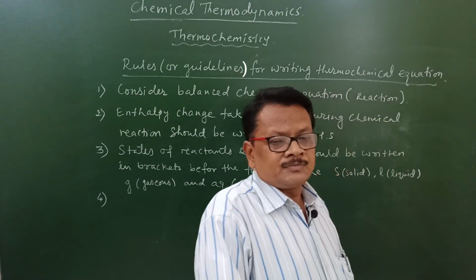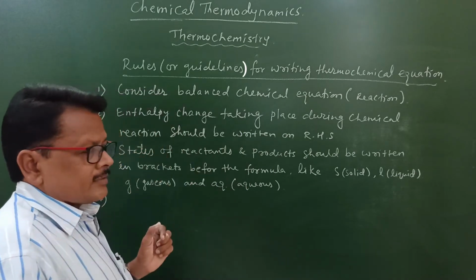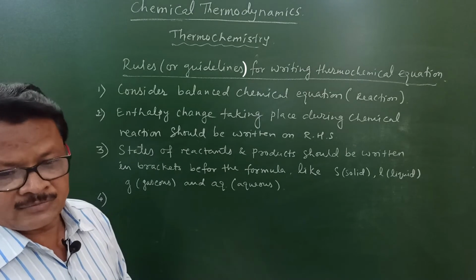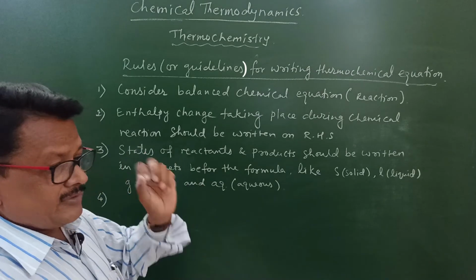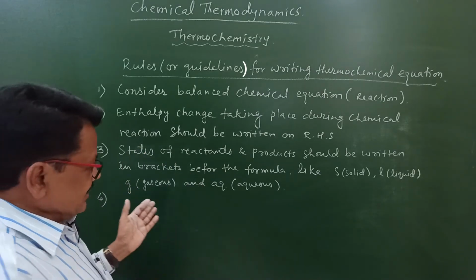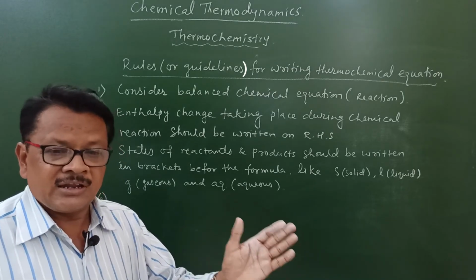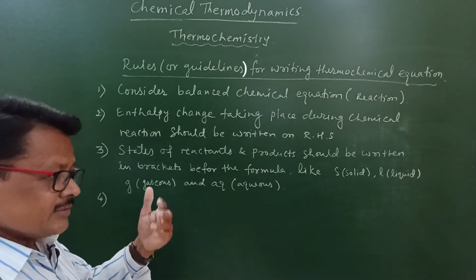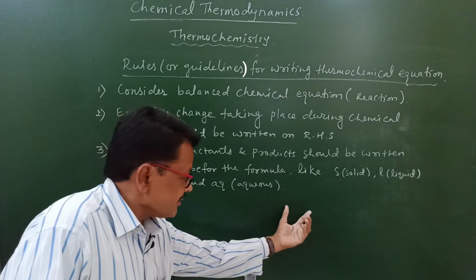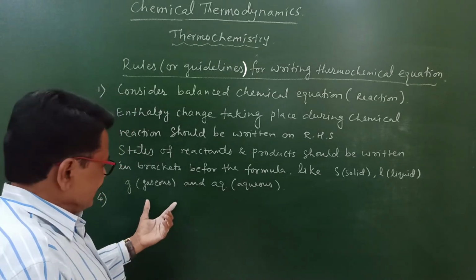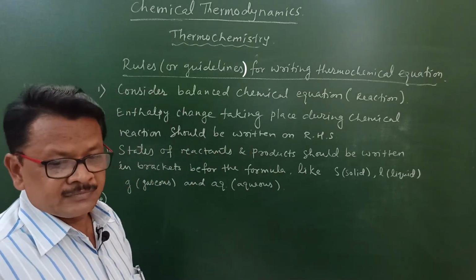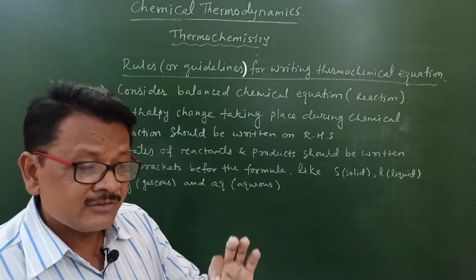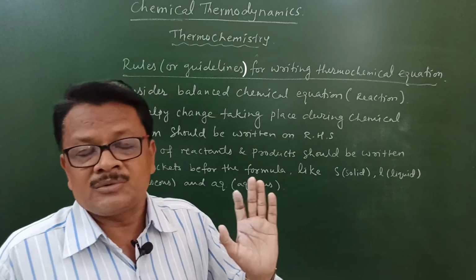Fourth rule is that when enthalpy change is written before the chemical reaction, that enthalpy change indicates that the chemical reaction is taking place in the given direction. If that chemical equation is reversed, meaning product is written to the left hand side and reactant to the right hand side, then the sign of the enthalpy change also gets reversed. So that is the fourth rule.